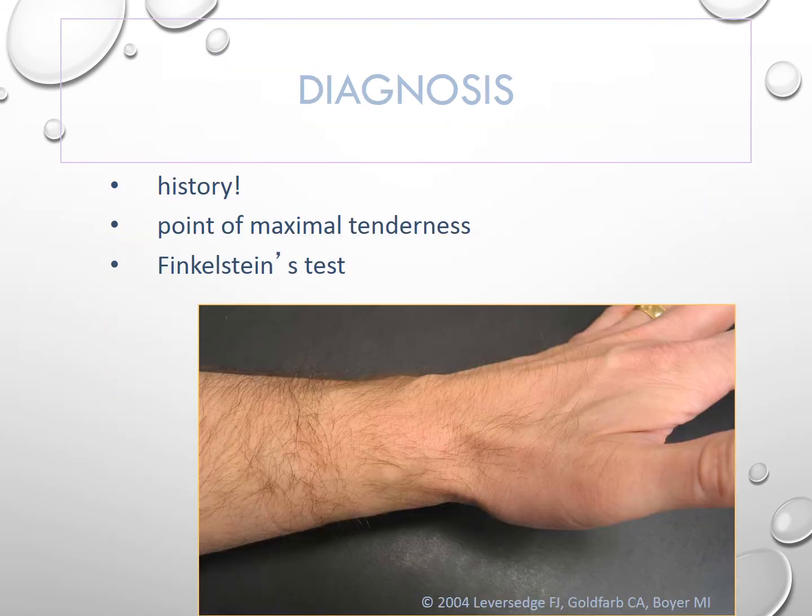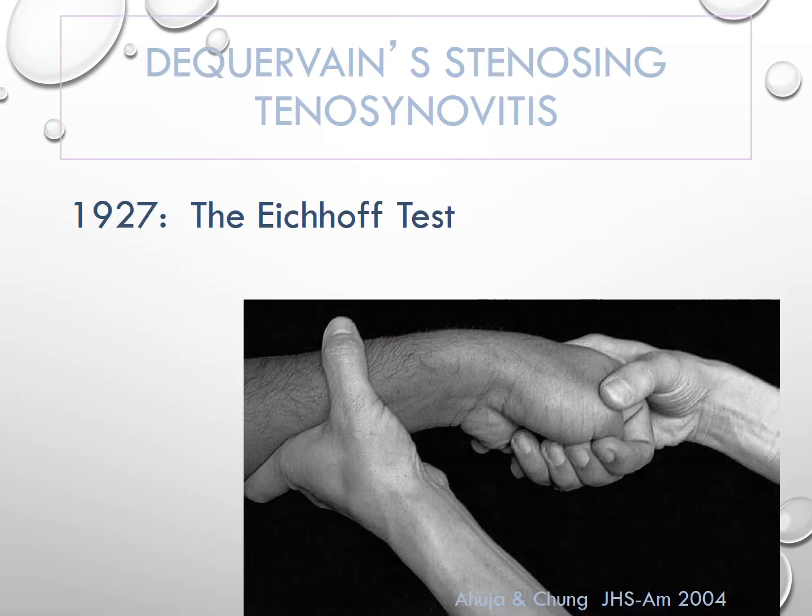It's really important to get an adequate history. You check your point of maximal tenderness and perform a Finkelstein's test. What most people think of as Finkelstein's test is actually an Eichhoff test. It's placing the thumb in the palm, and the examiner pulls the wrist into ulnar deviation, causing pain in the first dorsal extensor compartment. You may see a patient jump off the table with a significant amount of pain with this.